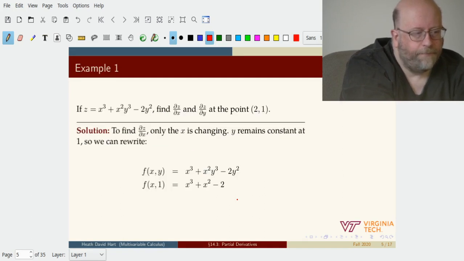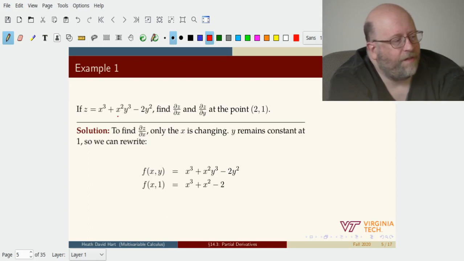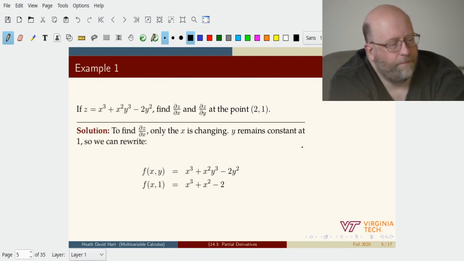All right. So let's try an example. We're looking at the function x cubed plus x squared y cubed minus 2y squared. And we want to find the partial derivatives at the point 2, 1. All right. So we're looking at a surface. And again, this is not drawn to scale.